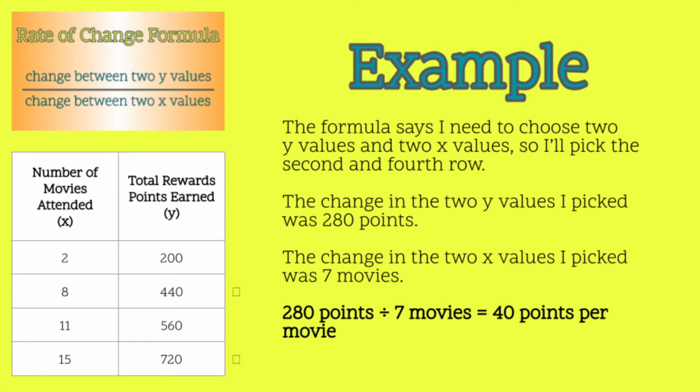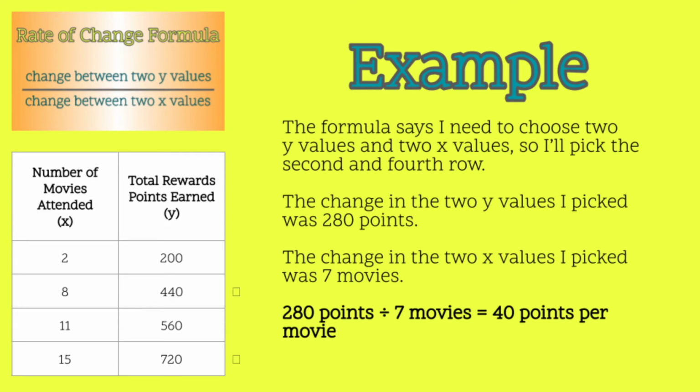In this example, the x column is measuring the number of movies attended, and the y column is measuring the total rewards points earned. So you can see that I'm going to use the second row and the fourth row in this table. It doesn't actually matter which rows you pick, as long as the table is linear. And if you pick two different rows than I do, if it's linear, you'll get the same answer as me. But I'm going to use the second row and the fourth row as indicated by those little squares there.